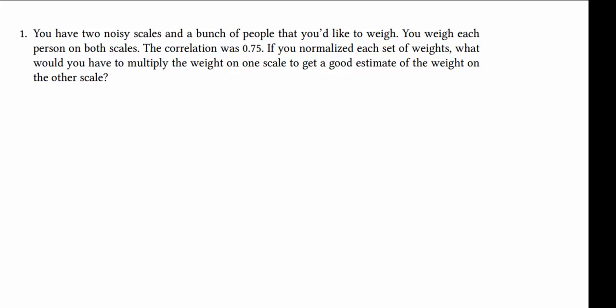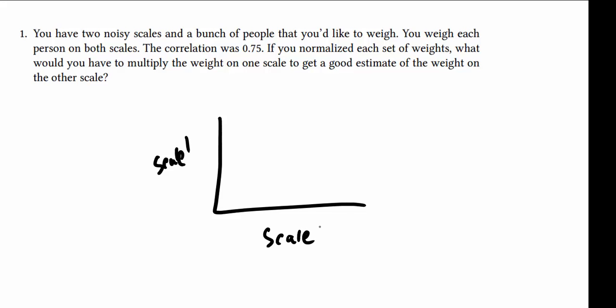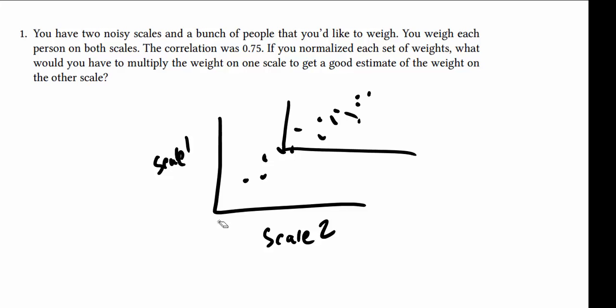So in this case, what we're talking about is having scale 1 and scale 2 here and a bunch of points. If we were to normalize it, we would normalize it so that the center of the axes falls right in the mean of the data and that the standard deviation is 1 for both the horizontal axis and the vertical axis.